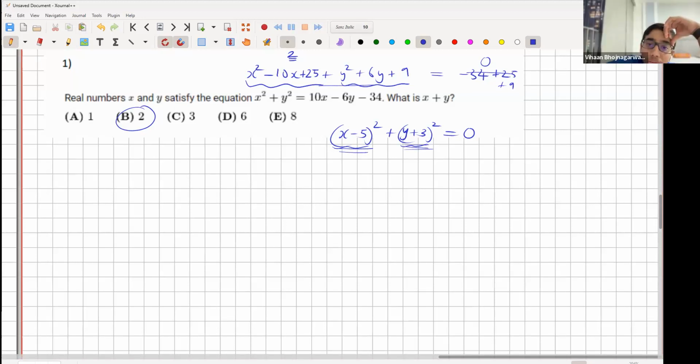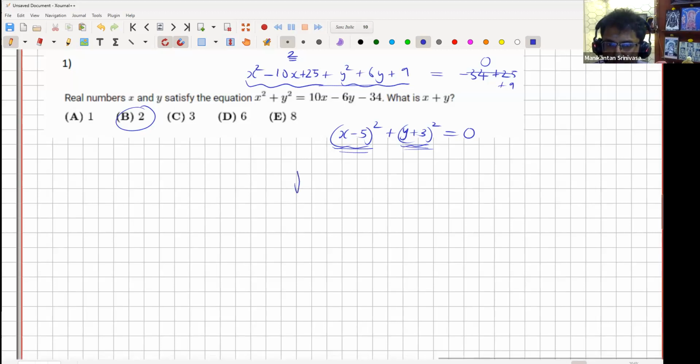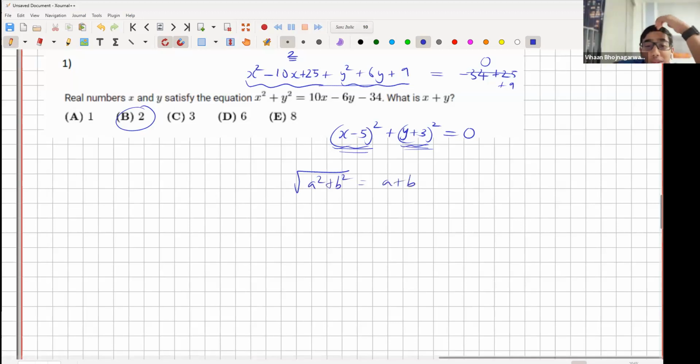So basically what I did from here is I took a square root of both sides. And then I got x minus 5 plus y plus 3 is equal to 0 because square root of 0 is just 0. But square root of the left hand side is not x minus 5 plus y plus 3, right? This is like saying square root of a square plus b square is a plus b. So then I just got lucky with my answer.